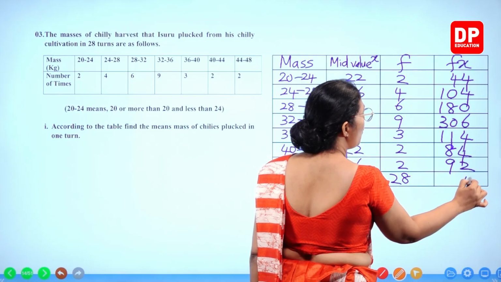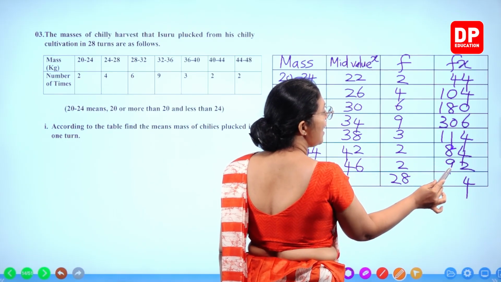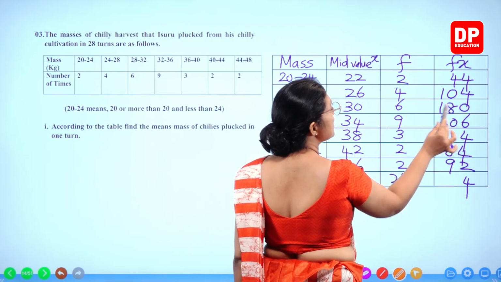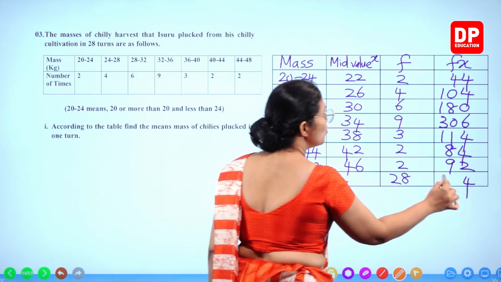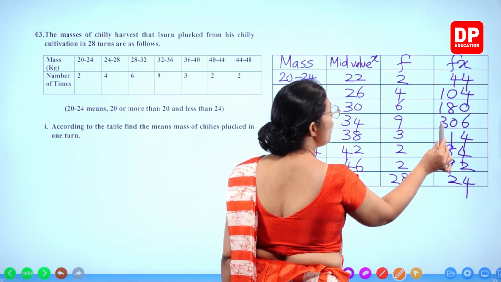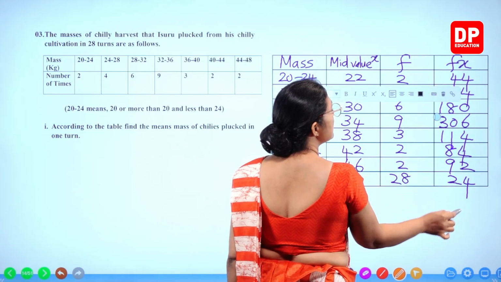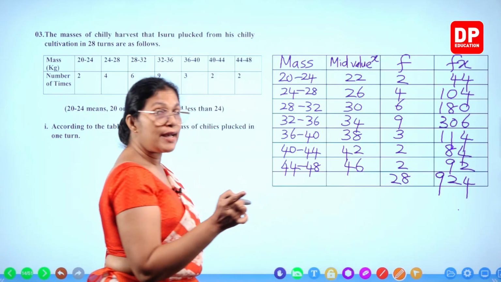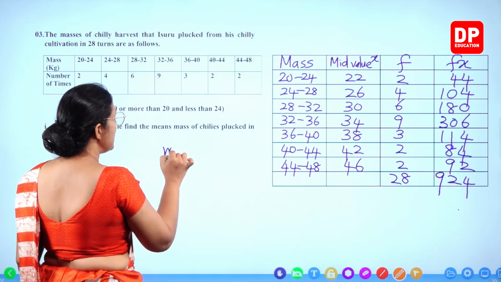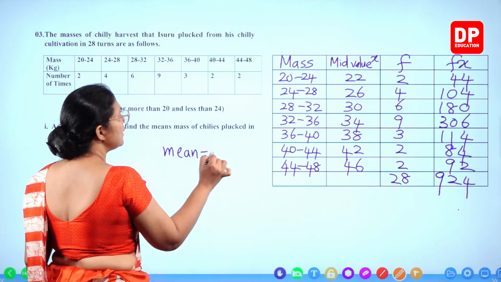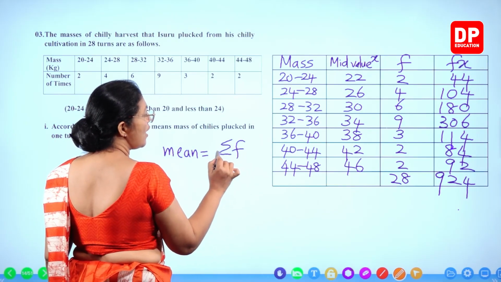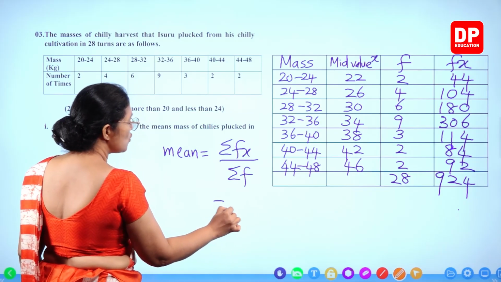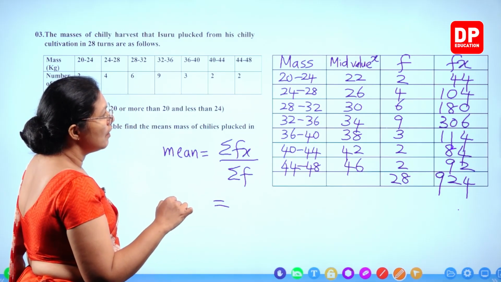20, 24. 2 remaining. 10, 19, 20, 28, 32. 3 remaining. 4, 5, 6, 7, 8, 9. 924. So how do you find out the mean value? Mean is equal to total fx. So that's how you write sigma fx over sigma f. Total fx over total f, frequency.